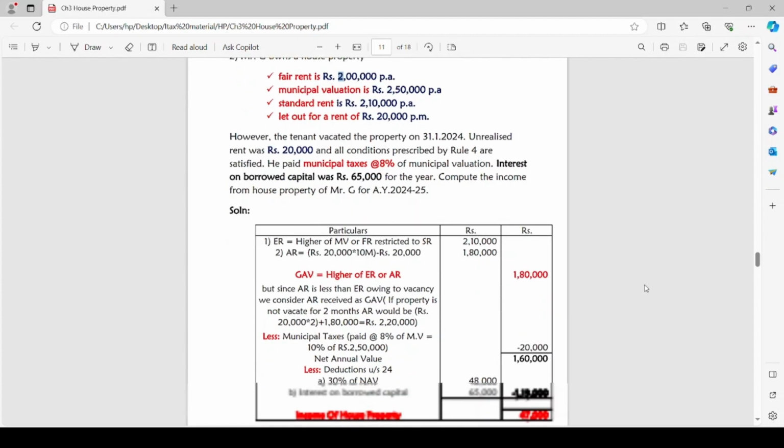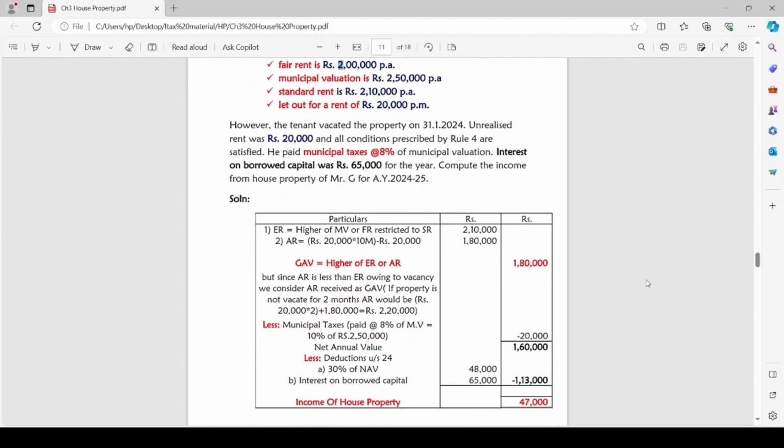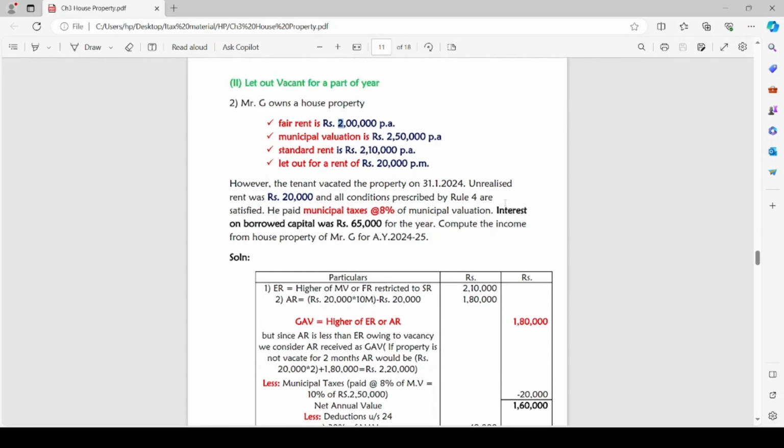The first step in computation of income from house property is computation of GAV. GAV is higher of expected rent or annual rent. Here the expected rent is higher of municipal value or fair rental value, that is higher of rupees 2 lakh or 2,50,000 per annum. The higher value is rupees 2,50,000 and it is restricted to standard rent. The standard rent is rupees 2,10,000 per annum. So our expected rent in this case is rupees 2,10,000.